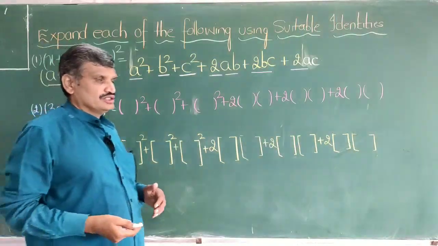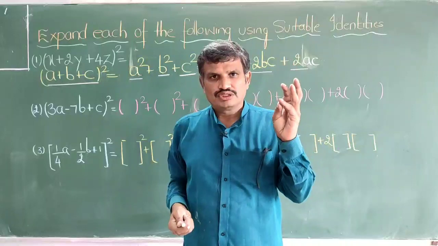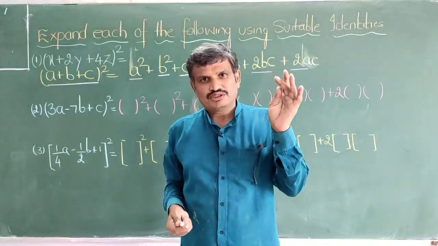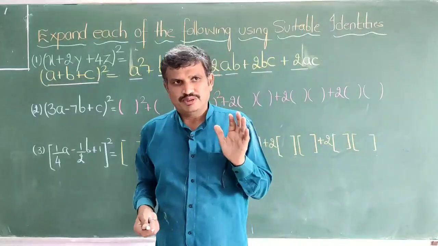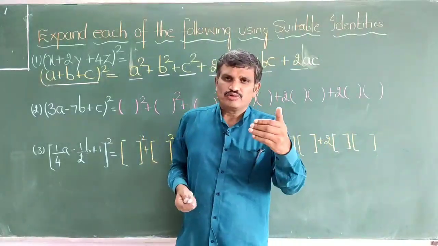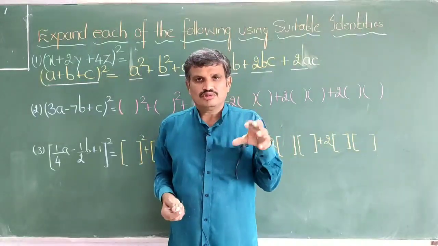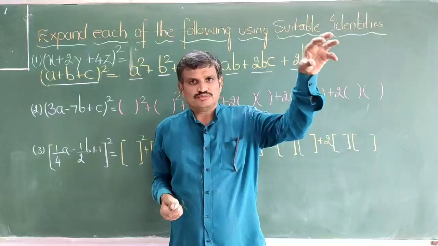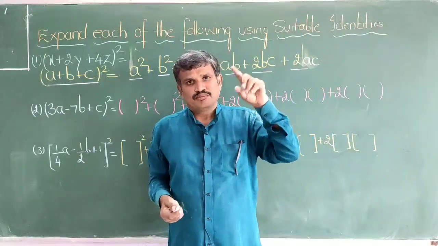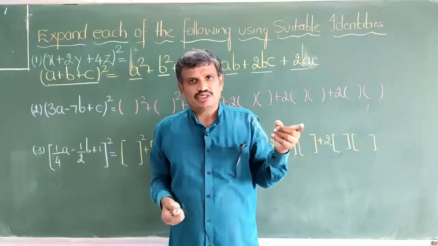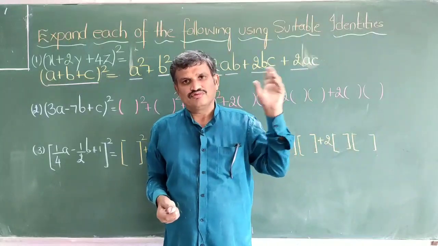So what I mean to say here is (a plus b plus c) whole square is equal to a square plus b square plus c square plus 2ab plus 2bc plus 2ca. Or I would rather call it: (first term plus second term plus third term) whole square is equal to first term square plus second term square plus third term square plus 2 multiplied by first term second term plus 2 multiplied by second term third term plus 2 multiplied by third term first term.